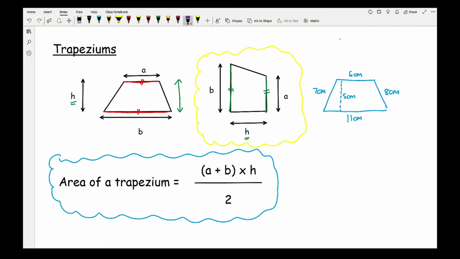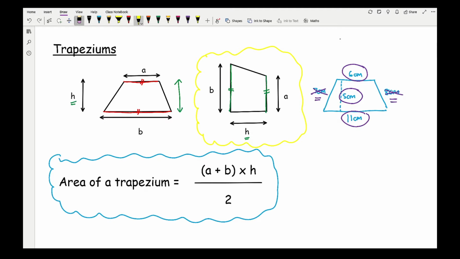Now, what we need to do in order to work out the area of a trapezium, the three lengths I need to work with are the 6, the 11, and the 5. I don't need the 7 centimeters. I don't need the lengths of the two slanted sides. The only time you would need those two sides would be if you're working out the perimeter.